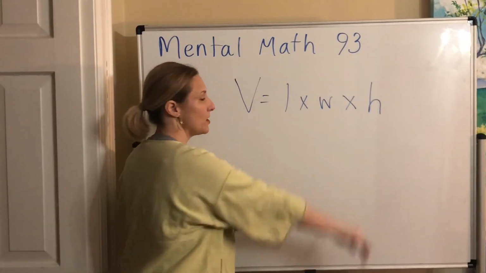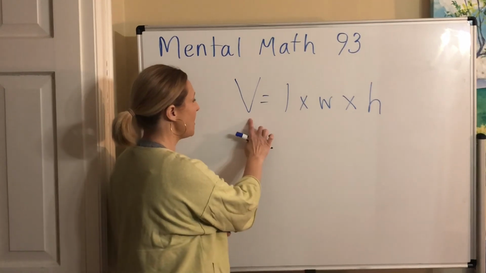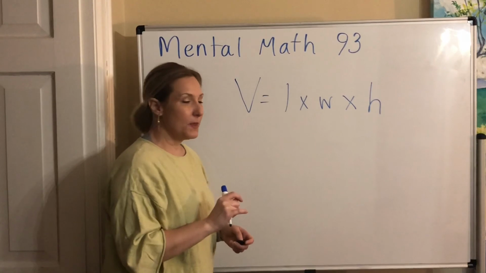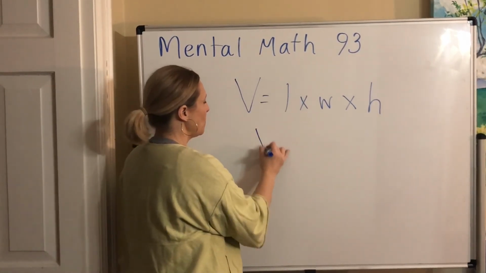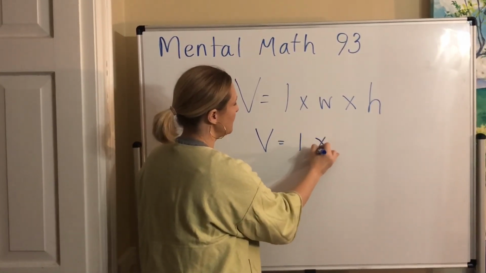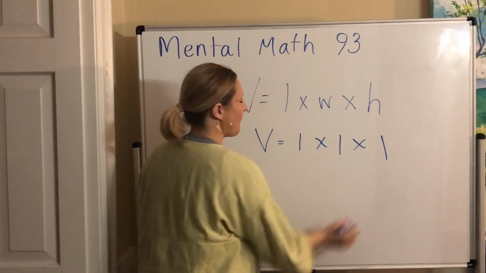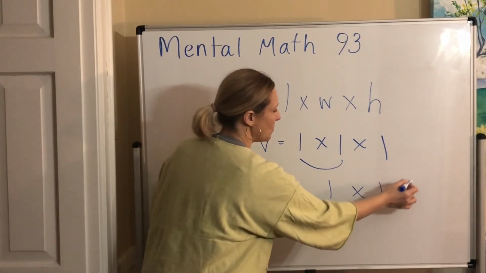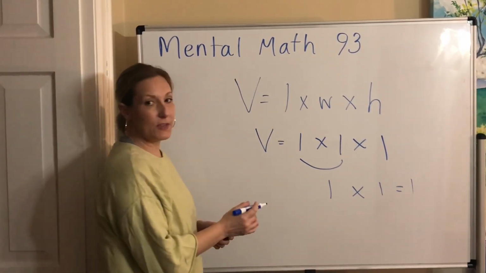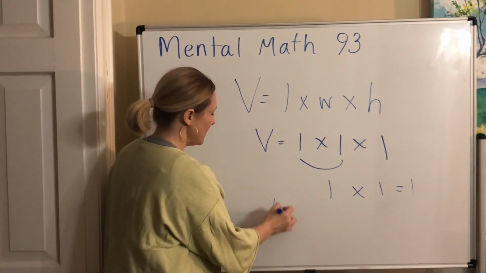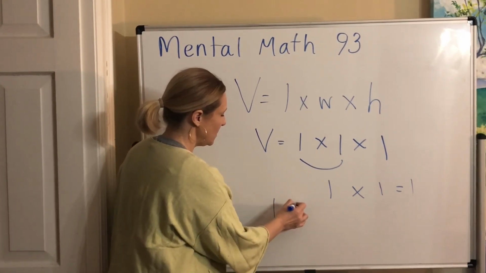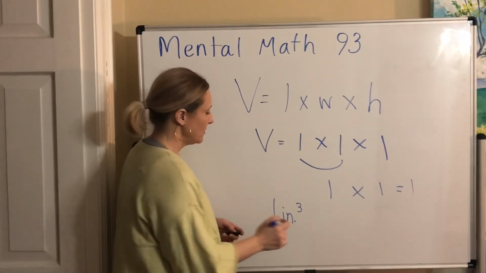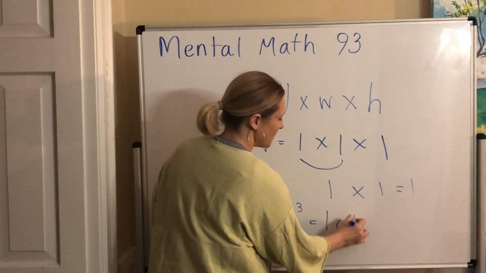Okay, now for the volume of this cube. Volume equals length times width times height. And the cube that we see there is 1 by 1 by 1, right? 1 times 1 is 1, and 1 times 1 is 1. So the volume of this cube is 1 inch cubed. Or you could write it as 1 cubic inch. That would also be correct.